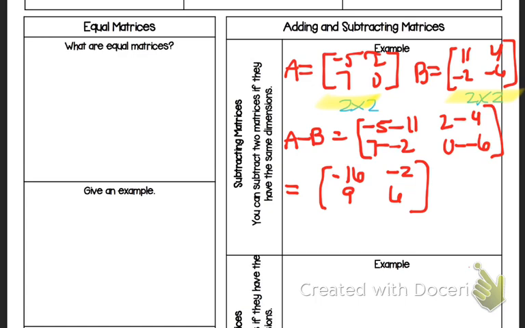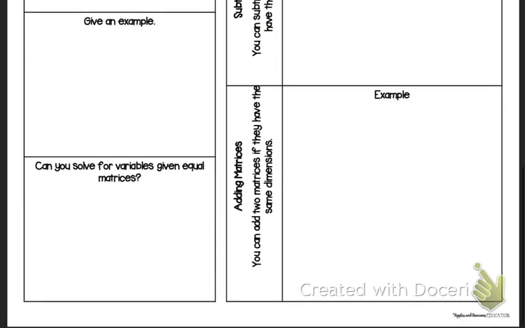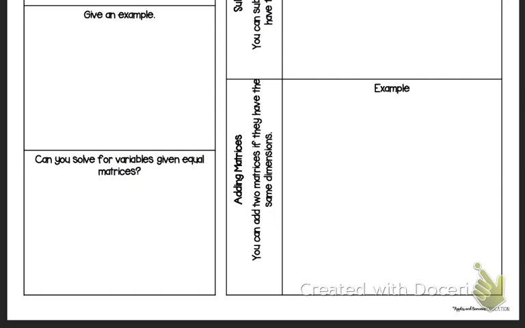Adding matrices is very similar. They have to have the same dimensions, so you can't add a 2 by 2 with a 2 by 3. If we do the same example, hopefully you still have it written down. I don't, but I have it written down on my paper.